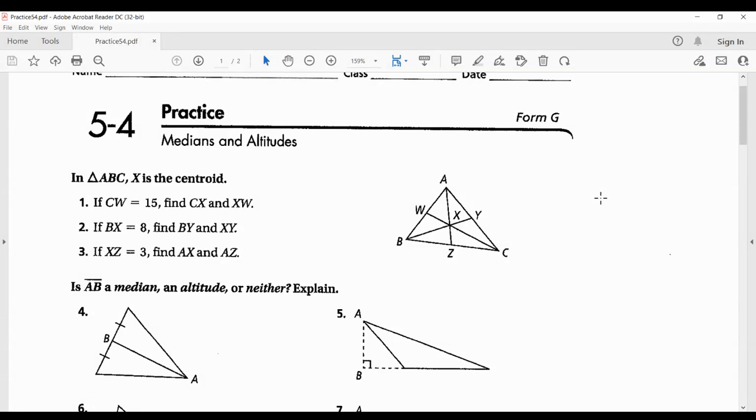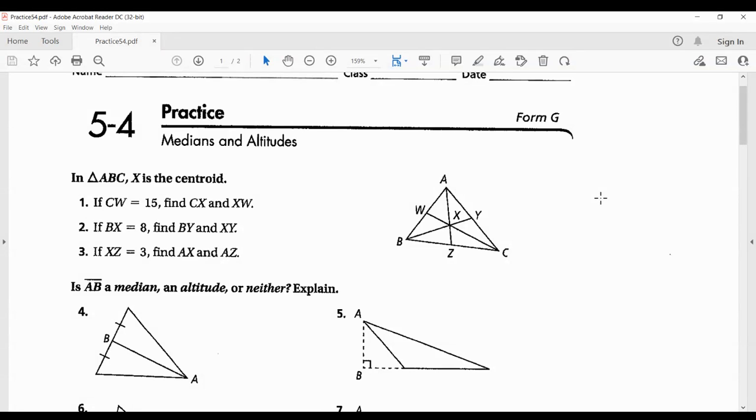Like on number one, it tells you that CW, from the left side to the bottom right, that whole side is 15. They're asking you how big the two parts of it are. And again, they're not going to be equal, but the big part will be twice as big as the small. That's why the bigger part, CX, is going to be 10, and the little part has to be 5.